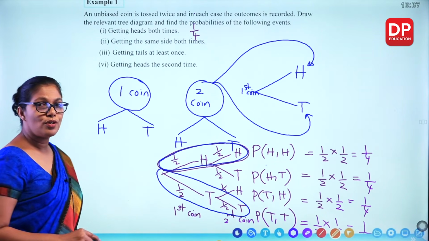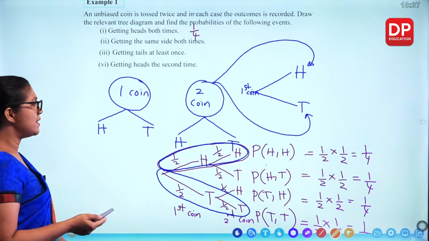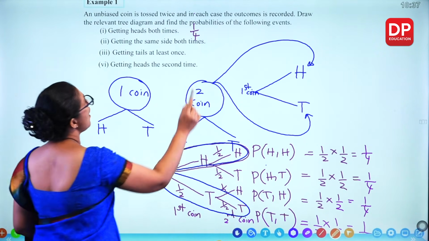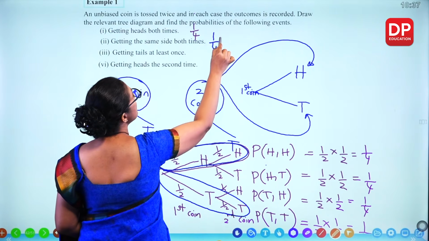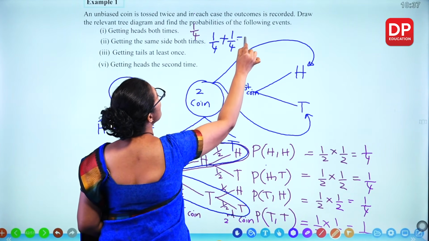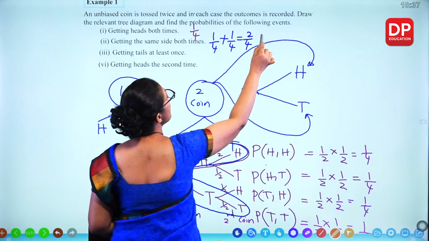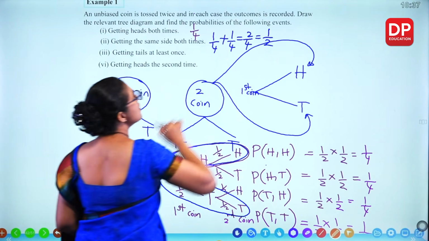So what we do? We have different branches, so we can add the probabilities. This branch is 1/4. The other branch is also 1/4. 1/4 plus 1/4, 2/4, or simplify this, you get 1/2.